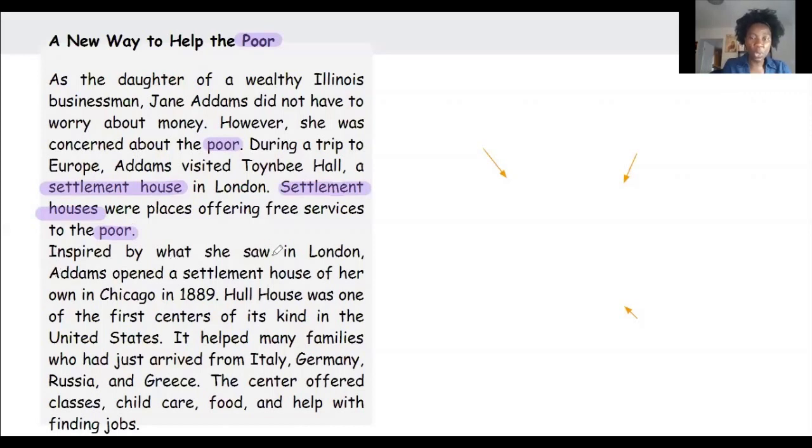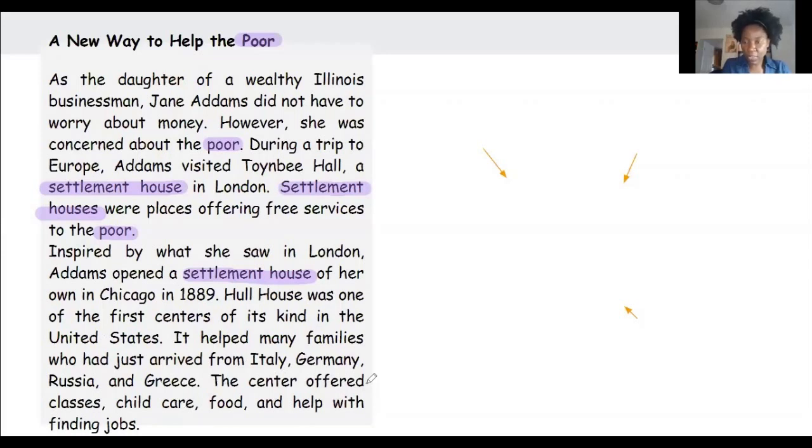Inspired by what she saw in London, Addams opened a settlement house of her own in Chicago in 1889. Hull House was one of the first centers of its kind in the United States. It helped many families who had just arrived from Italy, Germany, Russia, and Greece. The center offered classes, childcare, food, and helped with finding jobs.